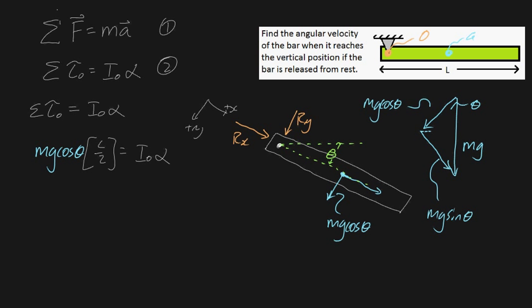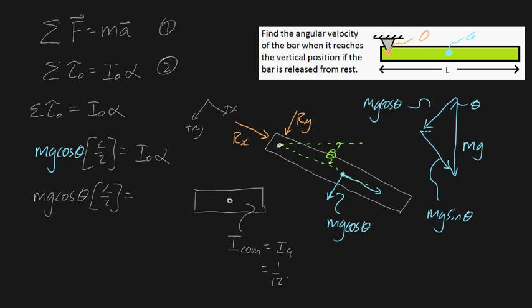Let me draw it all in white from here on in. That's mg cosine theta times L on 2 is equal to I-O. What's the moment of inertia of our bar rotating around its end point? Well, let me draw it here. We know that the moment of inertia of a bar rotating around its center of mass, I center of mass, is in this case equal to 1/12 ml squared.